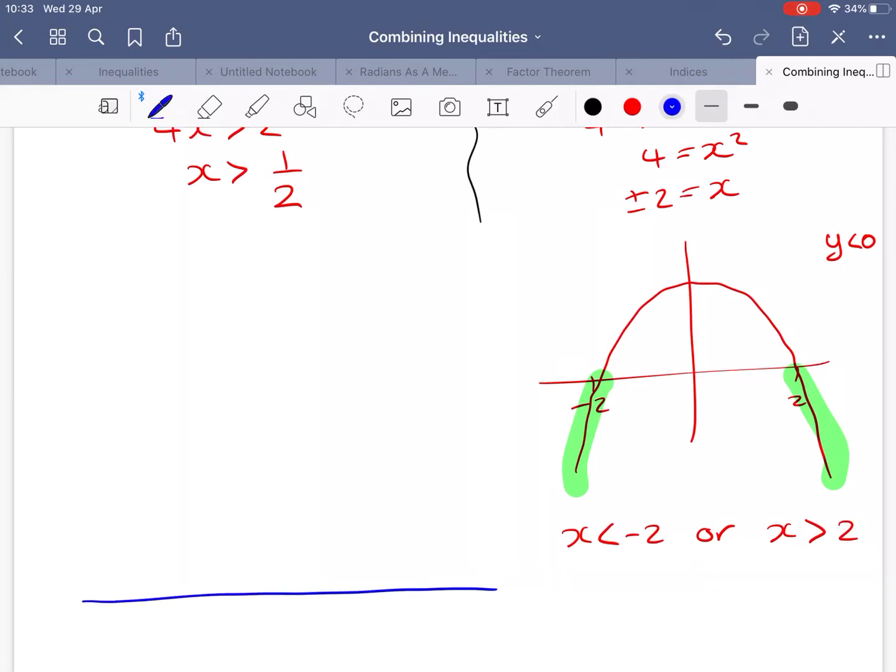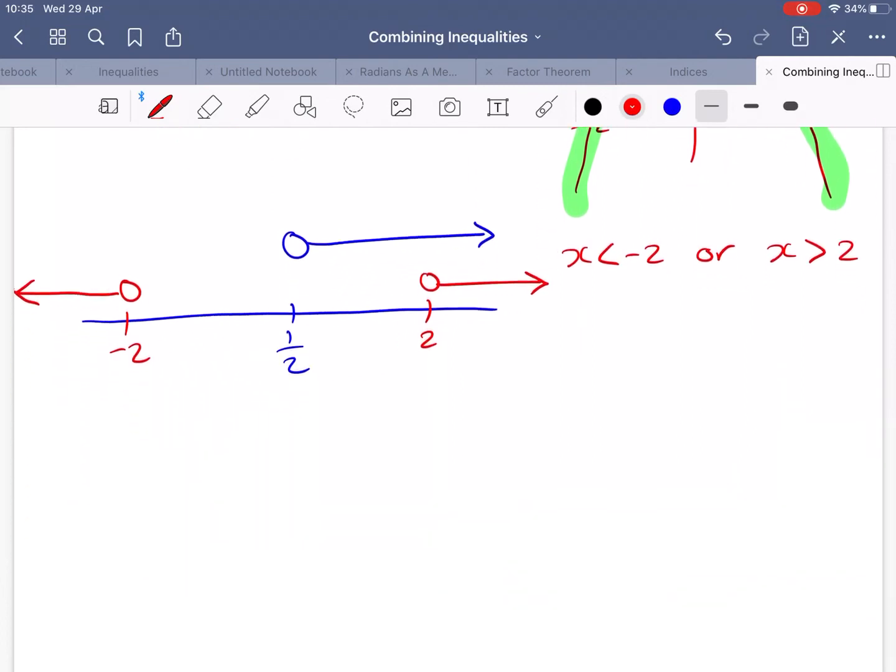So my linear inequality says x has got to be greater than a half. So there it is. It starts at a half with an open circle and it goes to the left. My quadratic inequality says x has got to be less than -2, so I'll put a circle at -2 and go to the left, or it's got to be greater than 2. So it starts at 2 and goes to the right.